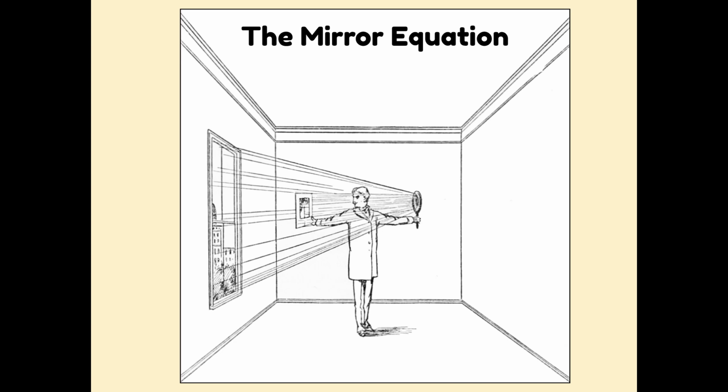In this image below, you can see a person holding a mirror in one hand, and in the other hand they have a piece of paper and they're able to project an upside down image of what their window looks like onto the page. But what about the equation?